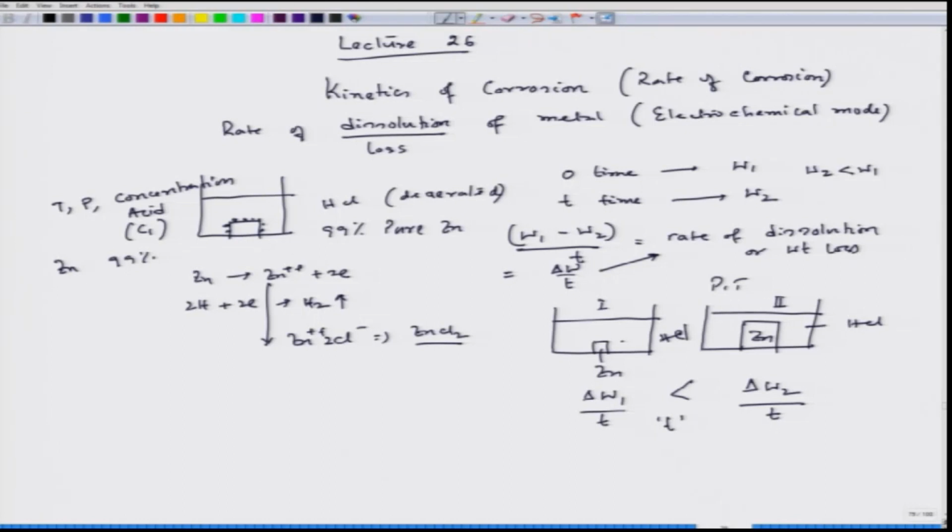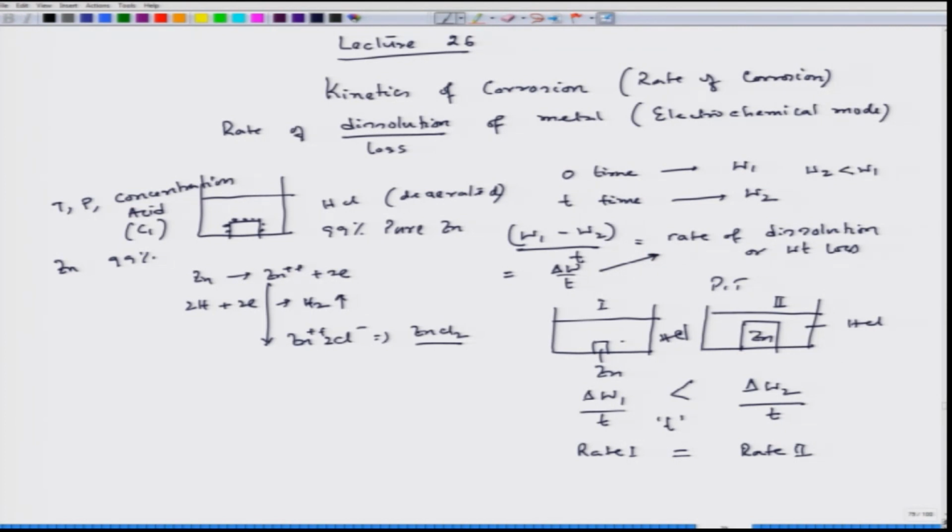Now, we see that if the zinc piece is the same and the parameters are also the same, then we should expect that both rates should be the same. Here, rate 1 is equal to rate 2, that should be the situation, because it is the same zinc piece and all the other factors like temperature, pressure, concentration are all similar.